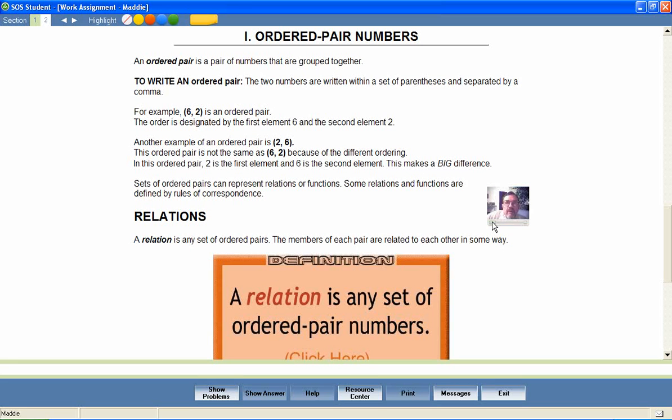An ordered pair is used to represent relations and functions. The first value in the ordered pair is called the domain. The second value in the ordered pair is called the range. Always put the domain first when writing an ordered pair.